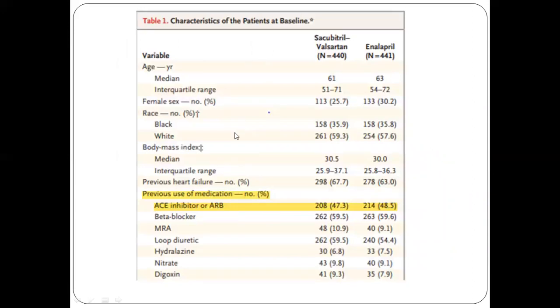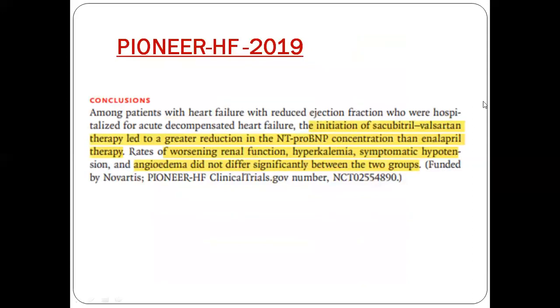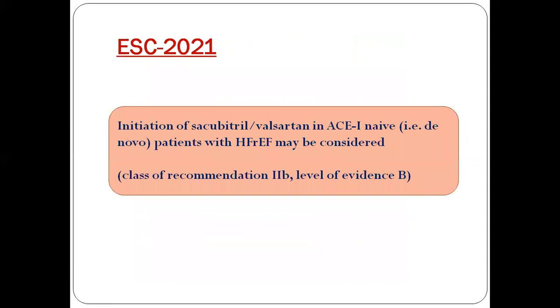This study had 440 patients and 441 patients in each group. Only half of the patients were on ACE inhibitors or ARBs prior, and the other half were started de novo, that is, before that they were neither on ACE inhibitors nor ARBs. It was shown that initiation of sacubitril-valsartan therapy led to a greater reduction in NT-proBNP concentrations than enalapril therapy. And the rates of worsening renal function, hyperkalemia, symptomatic hypotension, and angioedema, which are the side effects, were similar in both the groups.